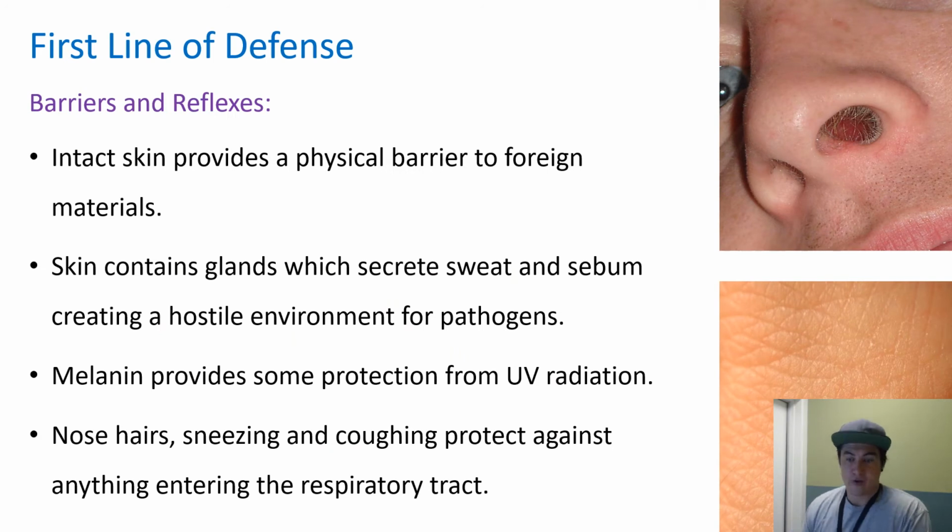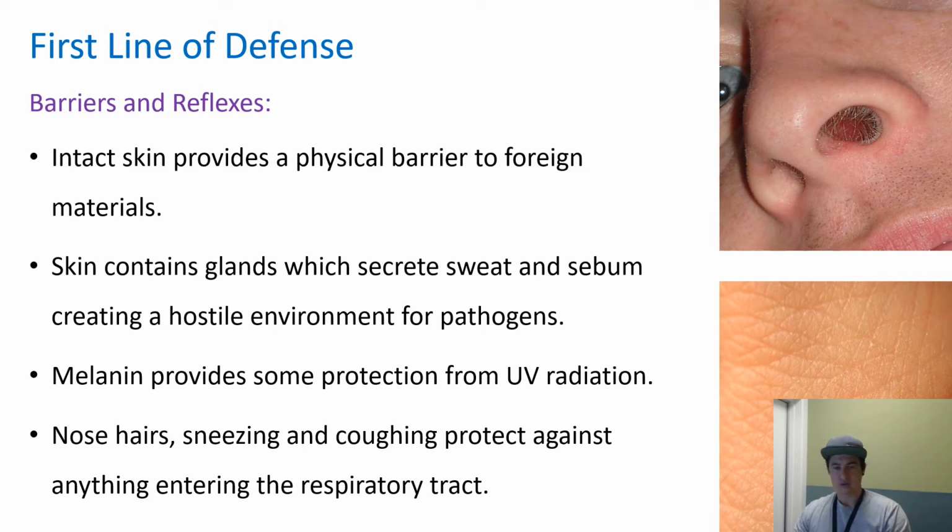So let's look at our first line of defense. This is our non-specific immune system, barriers and reflexes. I'm just going to go through a whole stack of examples, but it's things that protect our body from things getting in just through a physical barrier, like a shield. So skin provides a physical barrier. Skin glands secrete sweat and sebum that creates an environment that's a bit acidic, so bacteria has trouble growing on our skin. Melanin provides protection against UV radiation.